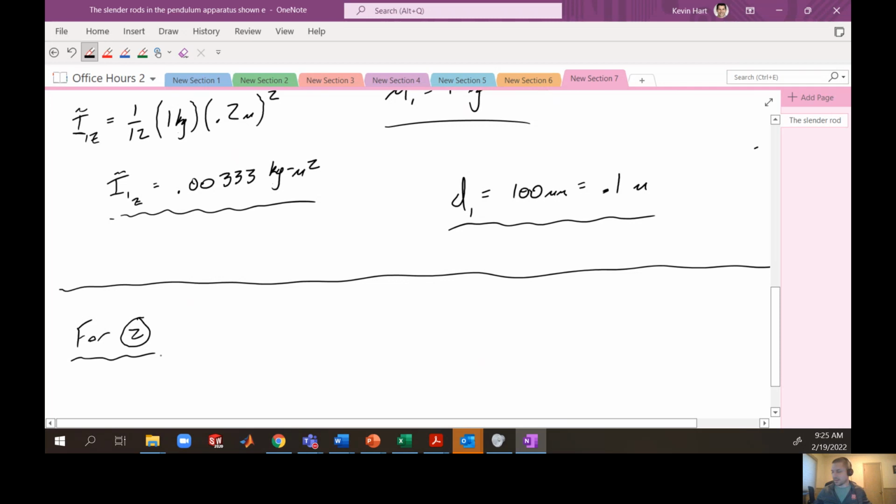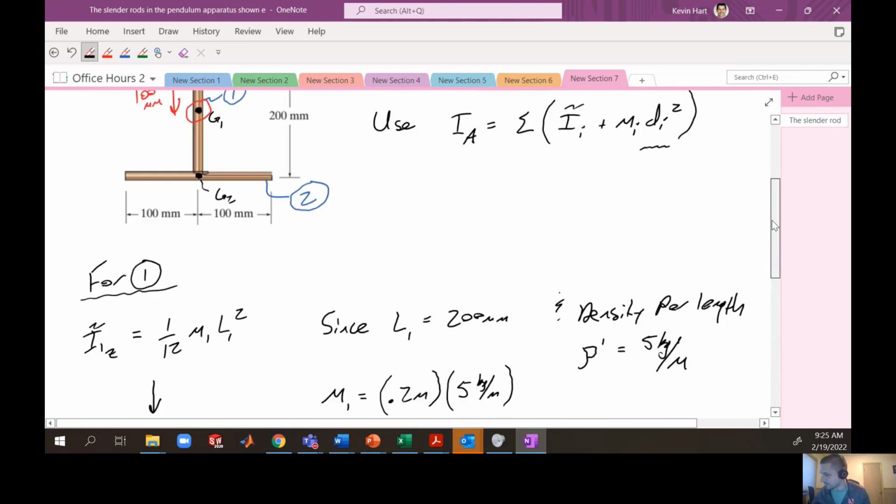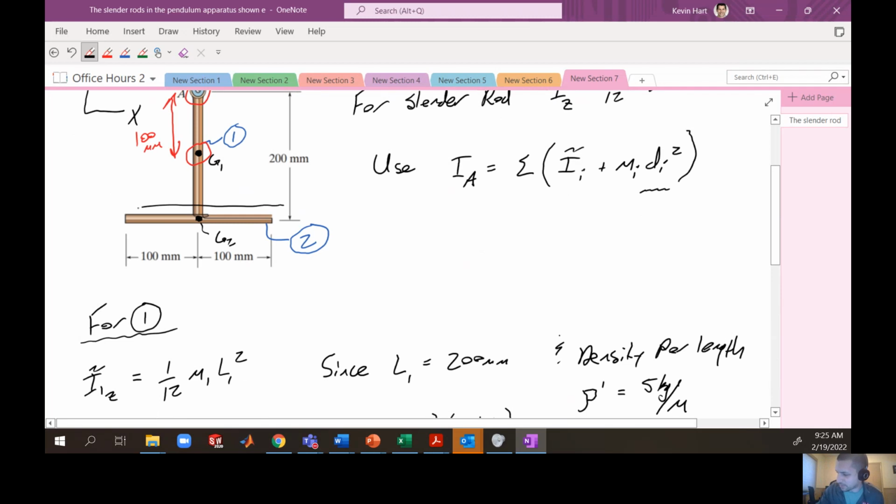All right, object 2 is the other slender member in this assembly, which is this sort of horizontal bar. And we notice that this particular rod also has the same total length as the other rod. So here's 200 millimeters total. So that's kind of a nice, convenient occurrence for us.